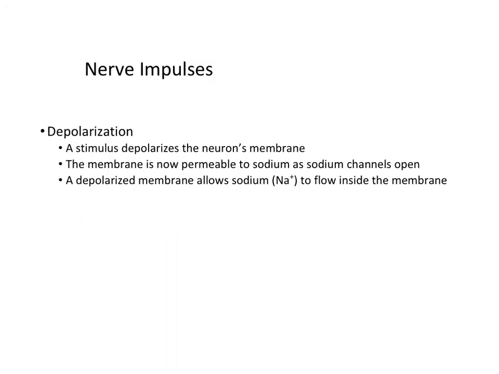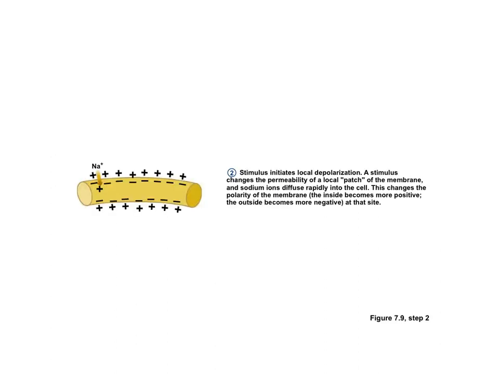When a nerve impulse is propagated, depolarization occurs. So some sort of stimulus depolarizes the neuron's membrane, and then the membrane becomes permeable to sodium, and sodium channels open. A depolarized membrane allows sodium ions to flow inside of the membrane. So when the membrane depolarizes, sodium ions go into the cell from outside of the cell. This makes the inside of the cell slightly more positive than it was before.